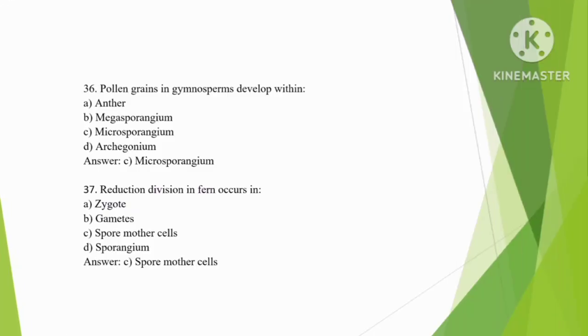Pollen grains in gymnosperms develop within, right answer is option C, microsporangium. So the male cones contain microsporangia which produce the pollen grains. Reduction division in fern occurs in option C, spore mother cells. So this occurs in sporangia where the spore mother cells undergo meiosis leading to the formation of haploid spores.